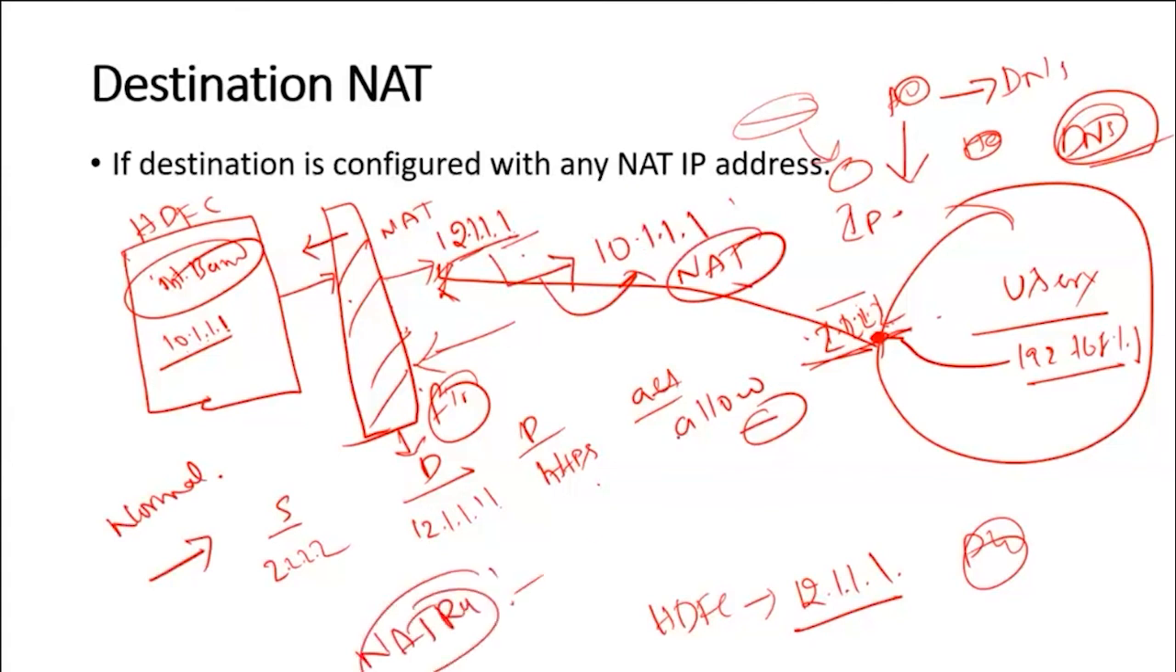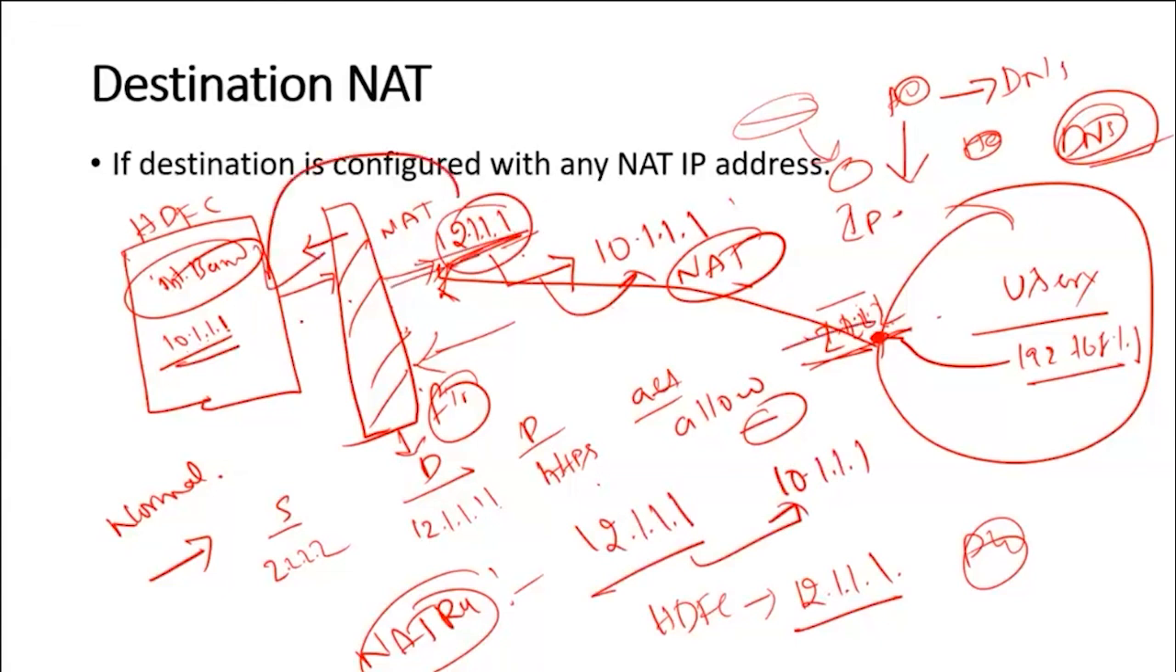A NAT rule is nothing but converting this 12.1.1.1 destination IP address to 10.1.1.1. This is the public IP address. This is the private IP address. So here, this is the source and this is the destination, right? Performing NAT on the destination is called destination NAT.